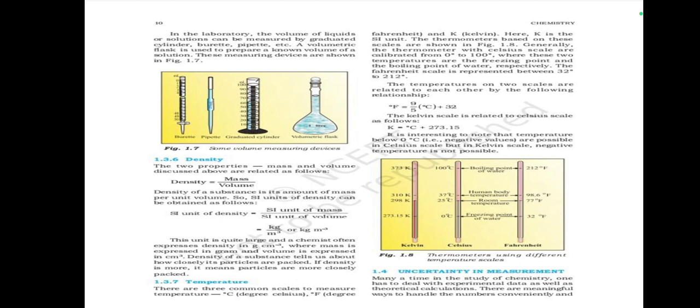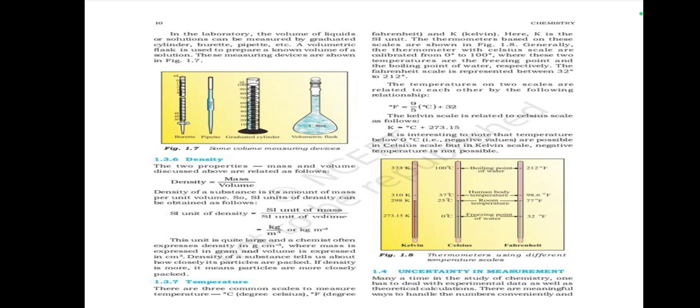Density. The two properties, mass and volume, discussed above are related as follows. Density is equal to mass upon volume. Density of a substance is its amount of mass per unit volume. So the SI unit of density can be obtained as follows: SI unit of density is equal to SI unit of mass upon SI unit of volume, kilogram upon meter cube, which is kilogram per meter cube.